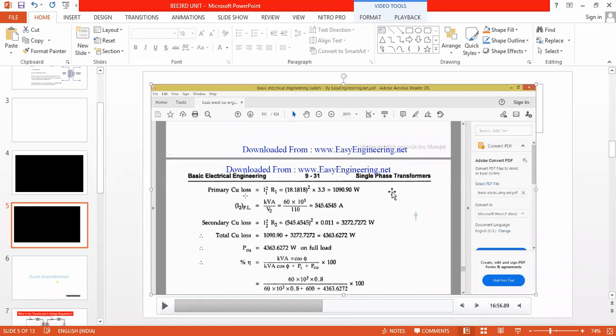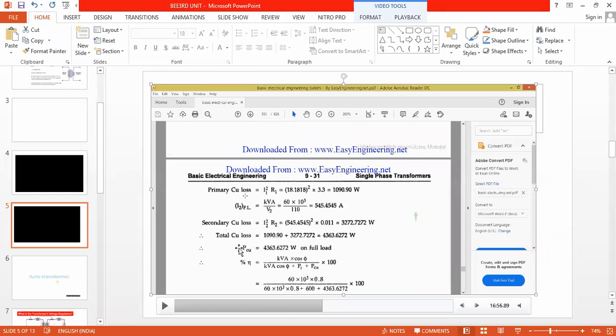Now you tell me, in the problem if they give me the resistance as R01, what I have to do? What is the formula? I1 square into R01. In the problem if they are giving R02, what will be the formula for copper loss? I2 square into R02. Okay, but here they have given R1 and R2. Therefore, I am calculating I1 square into R1 and I2 square into R2.